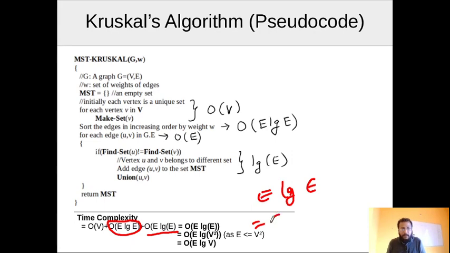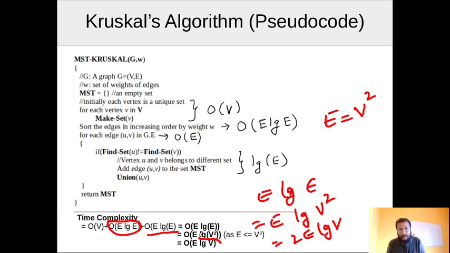But I know that the number of edges E can be less than or equal to the square of vertices, V square. So I can write E log V square. So this is the log property. I can write 2E log V. And asymptotically I can write this as E log V. So E log V is the time complexity of Kruskal's algorithm.